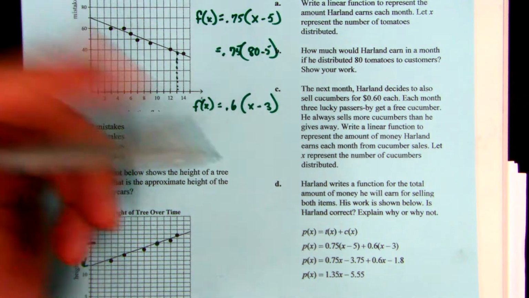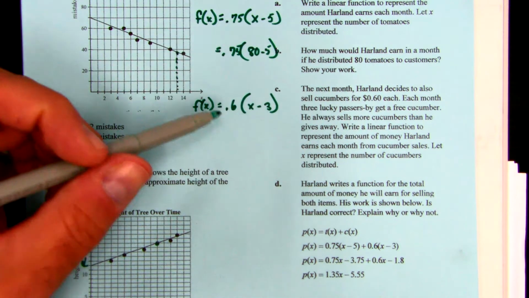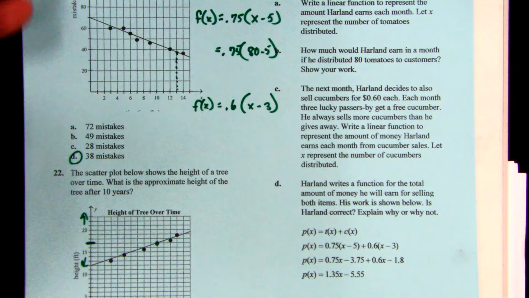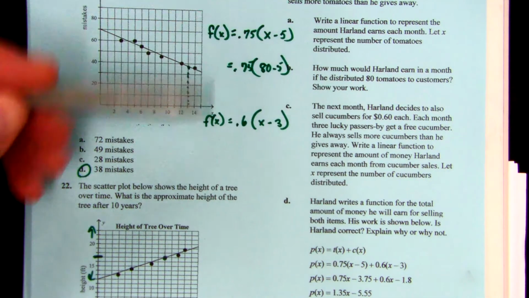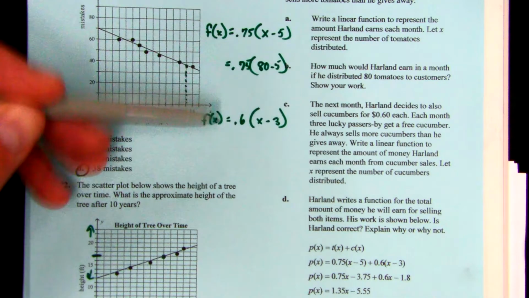Okay. And then they said, that was it. That was all you needed to do. You didn't have to find out anything. You just had to be able to write the equation, the function. And we had done several of these in class.